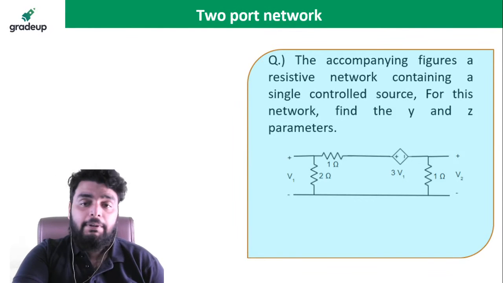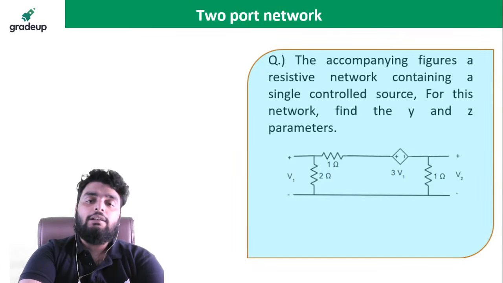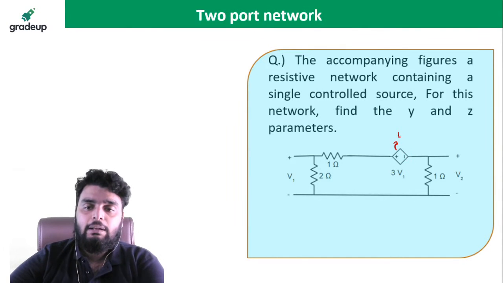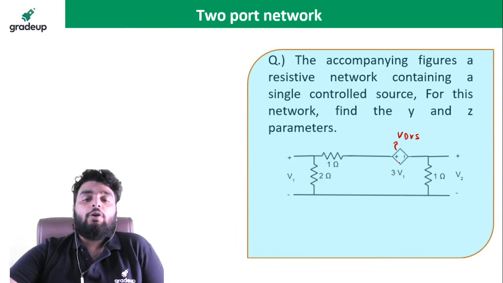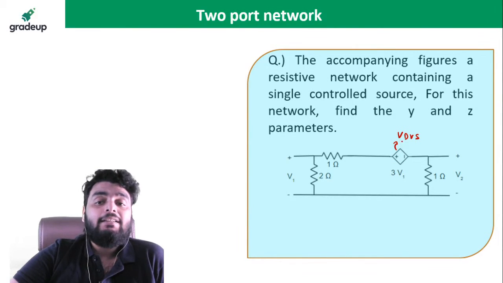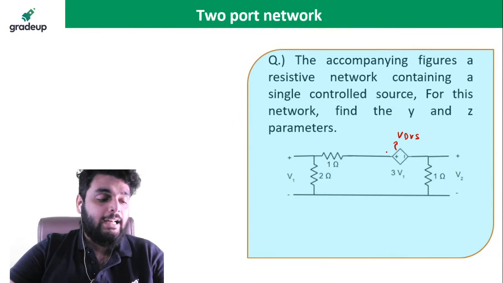So the accompanying figure: a resistive network containing a single controlled source. कौन सा सोर्स है ये वैसे? देख कर पता चल रहा है मुझे, voltage dependent voltage source. Why? Because polarity is given, so it will be a voltage source. Now dependency is what? Voltage dependency. So it is a voltage dependent voltage source.